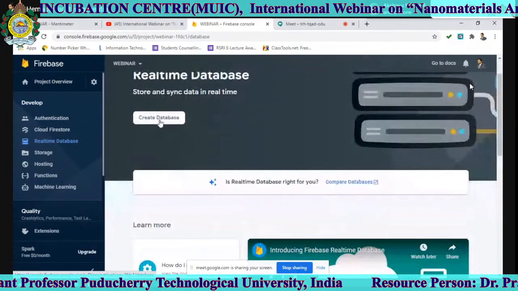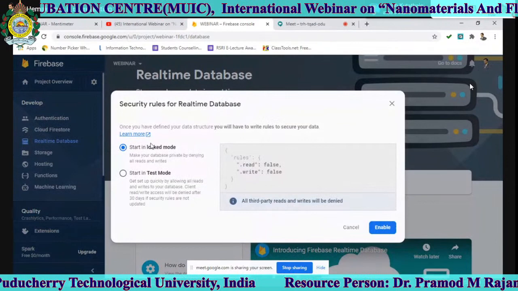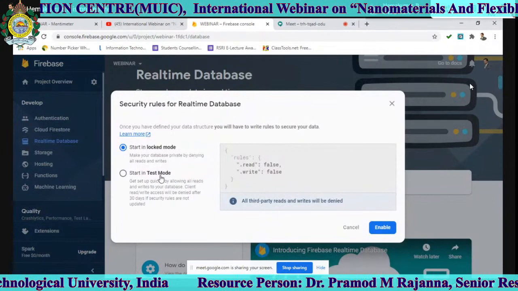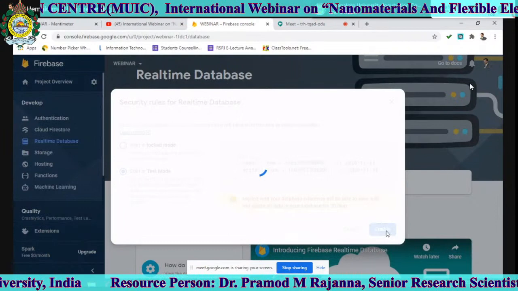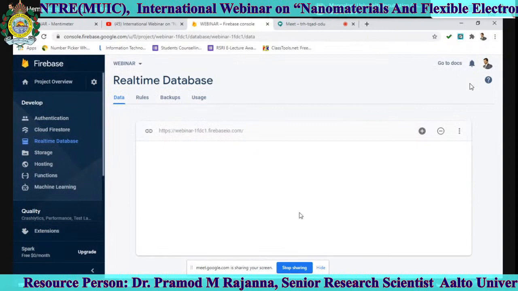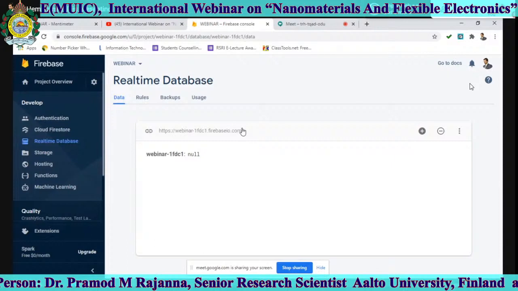There are two modes in which you can create a database. You have lock mode and test mode. Lock mode is most private. Okay. So I go for test mode just for checking. It is public data. When I move to test mode, it is public. I go in test mode. So this is the address of my database. Okay. This address I need to copy.